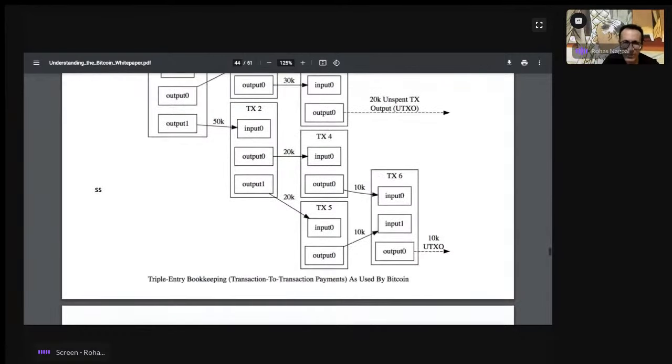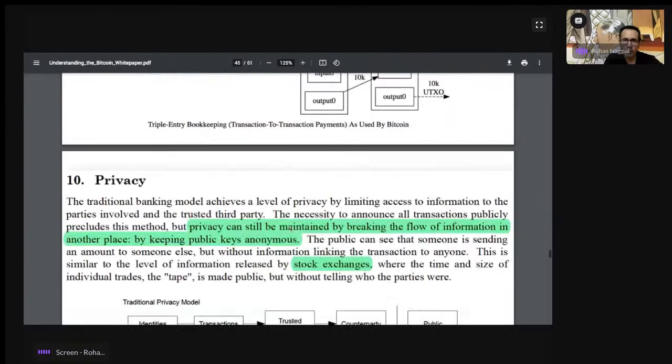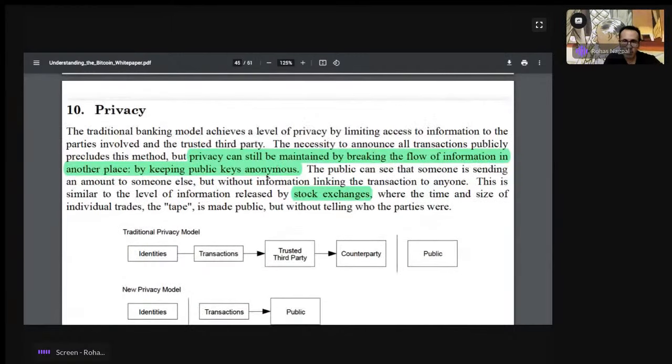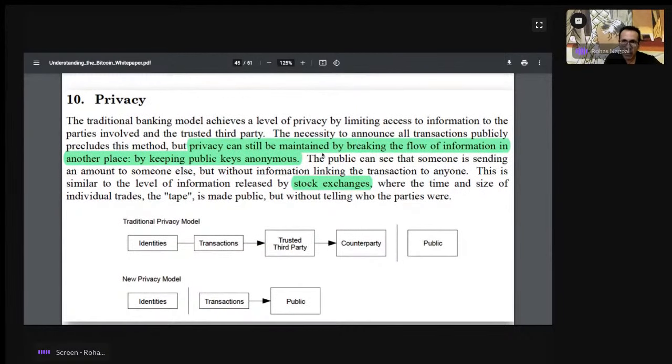But don't worry, it's a little complicated, and that is why we say Bitcoin uses something called triple entry. If you're from a finance background, you know that we use double entry accounting. In blockchains, it's triple entry because of the UTXO kind of model. So as we said, privacy can be maintained, as you can see in the green part, by breaking the flow of information and by keeping public keys anonymous.